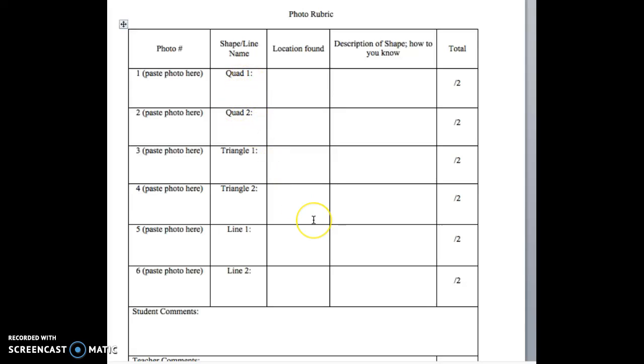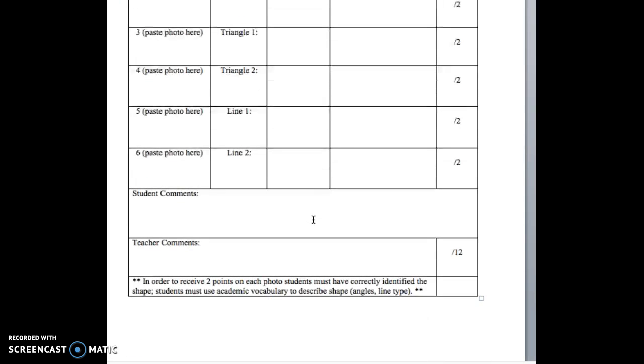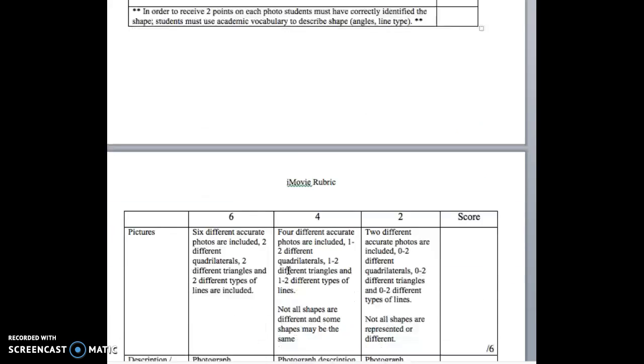They'll have to have their quadrilateral 1, 2, their different triangles. They'll have to name them. They'll have a picture of their photo right there where they found it in the school. They'll describe the shape and write how they know what it is. Students can add comments if they want to, and then I have room to add comments as well.